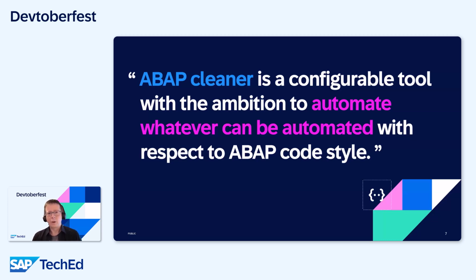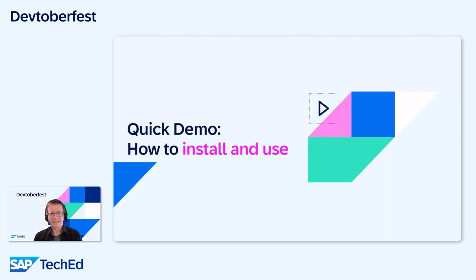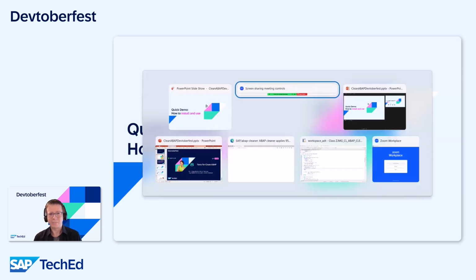And obviously, you can't automate everything for ABAP code style, but whatever can be automated really takes load away from you, right? So it's one click and then you can focus on the more complex things. That's the idea. And you can see from this vision that it's ambitious, right? We want to really do for you as much as possible. And with that, I will just quickly show you how you install and use ABAP Cleaner.